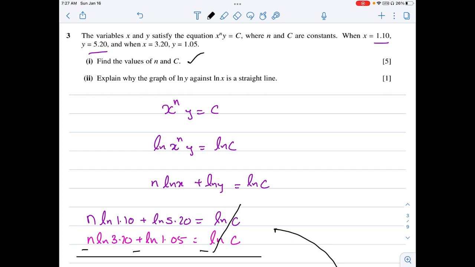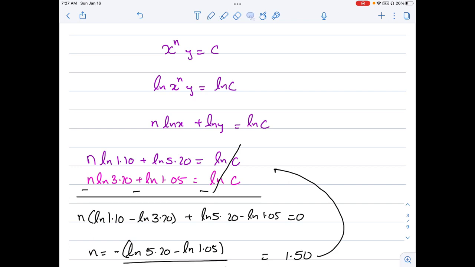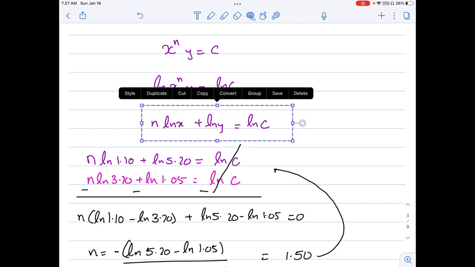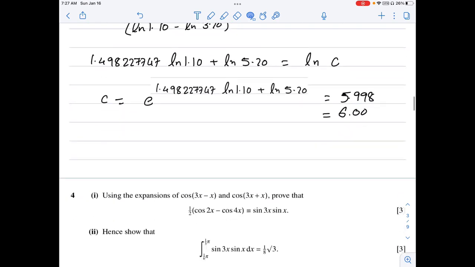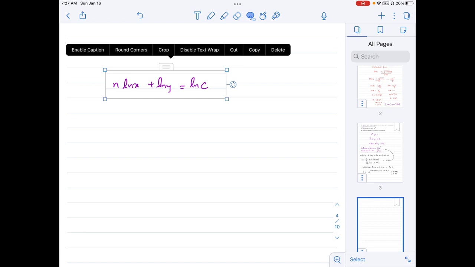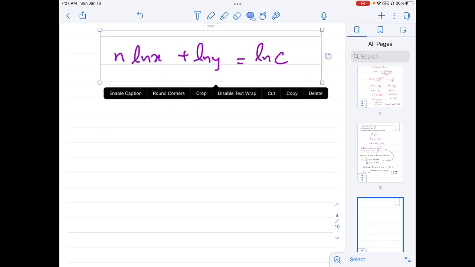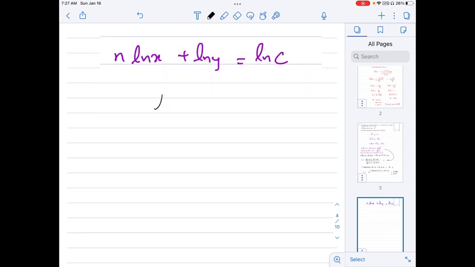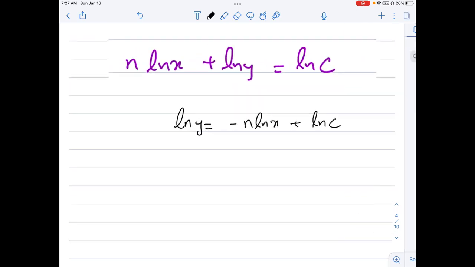Then in the second part, explain why the graph of ln y against ln x is a straight line. He's asking why the graph is going to be a straight line. So what is the equation we got? We just copy this equation. He says that ln y against ln x is a straight line. So this can be written as ln y is equal to minus n ln x plus ln c. I am taking this to the other side.